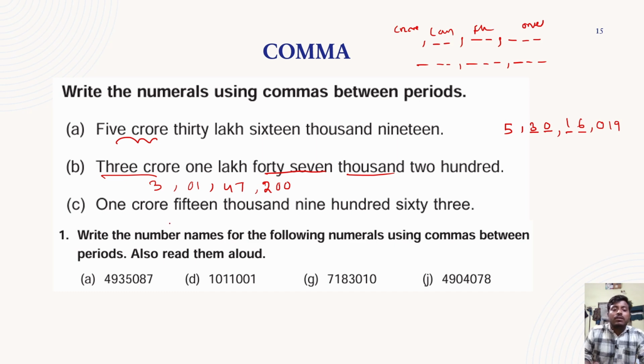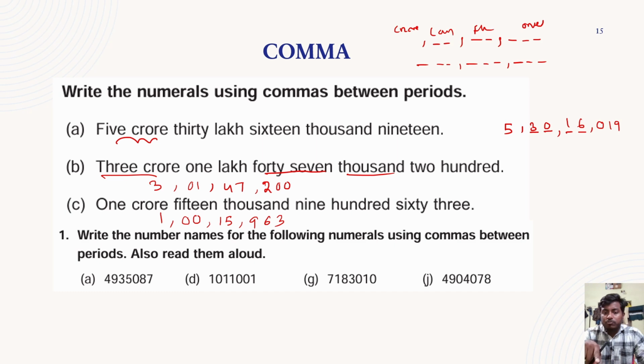Okay. Now next, 1 crore. So 1. 15,000. So lakh is 00. 15,000 means 15, comma 963. Do all of you understand? Now next.